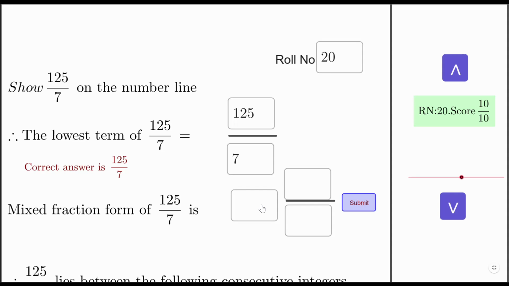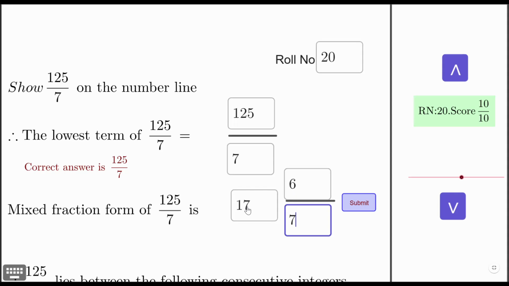Then the next question is mixed fraction. 125 upon 7. 7 ones are, divide 125 by 7. 7 ones are 7. Remainder is 5. 55. 7 sevens are 49. 7 eights are 56. So 125 upon 7 is 17 full integers 6 by 7.